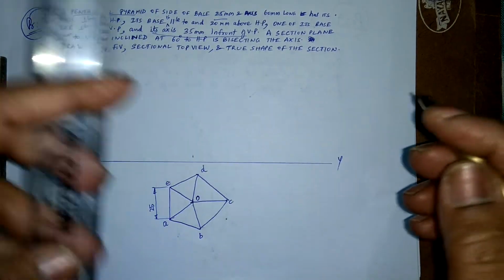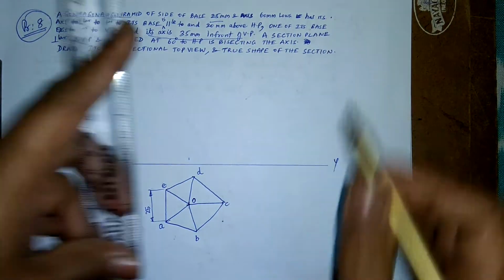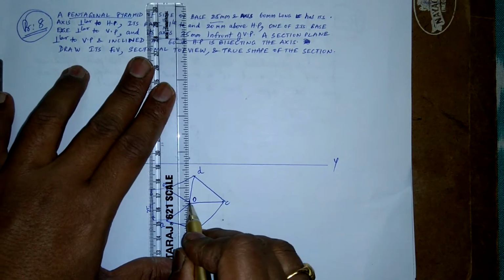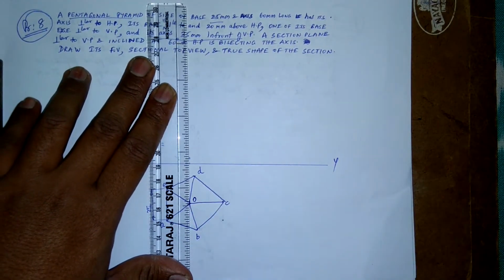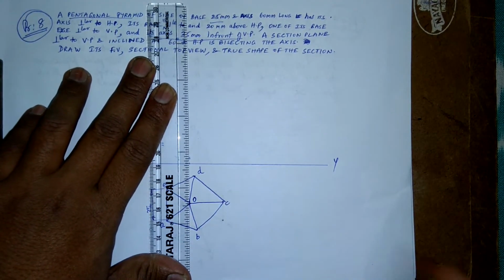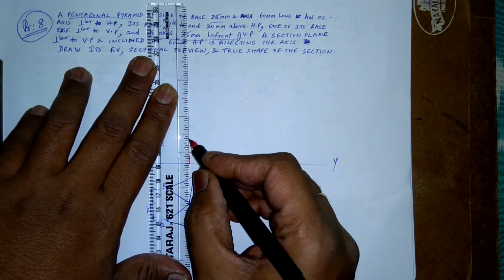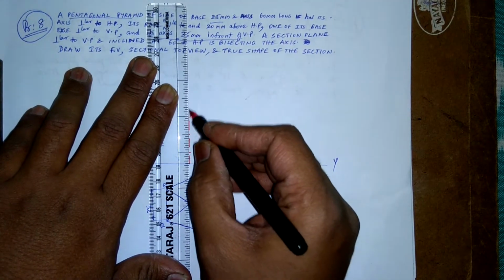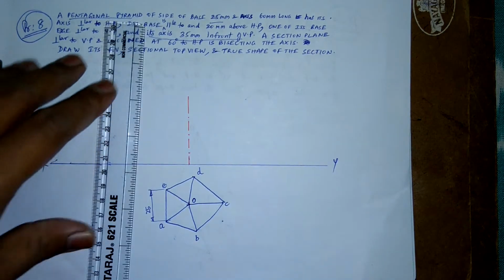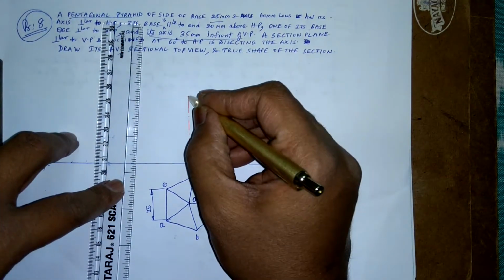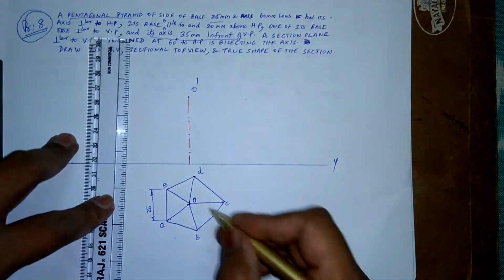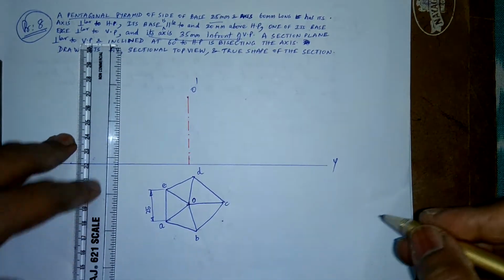Now I need to go for the axis. My axis is 60 mm long, so let me draw the axis here. I'll use a different color. I'll take my axis height, whatever is given, which is 60. Now I name this as O dash. This is O and this is O dash, the corresponding points.